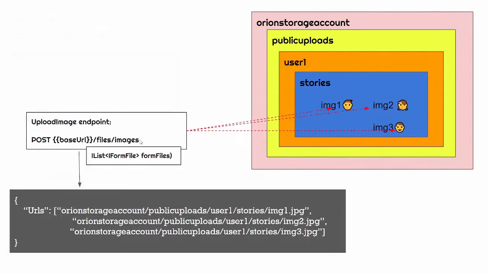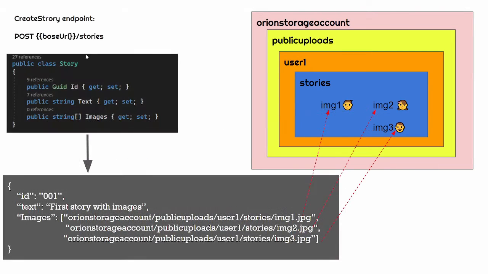So as we have seen, as a first step, we have to develop one post endpoint which takes list of images as an input and uploads it to blob storage and gives back to us the array of URLs. And then these URLs we will be using in our create stories endpoint to create story document.